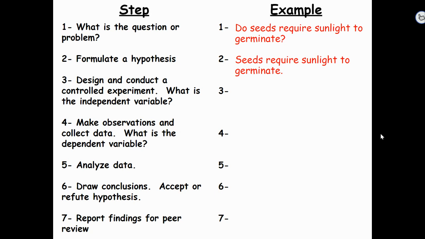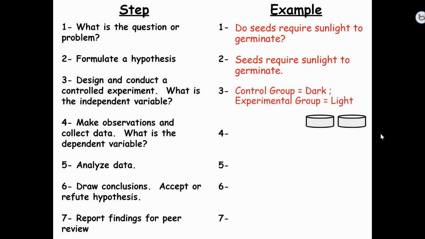All right. Design and conduct a controlled experiment. What is the independent variable? All right, well, we've got a control group, right? We're talking about sunlight. So what we're going to do is have 2 groups. One group of seeds is going to be kept in the dark, and another group of seeds is going to be exposed to sunlight. Now remember, what do you do with seeds? You bury them in the dirt, right? So they're going to be underground, both of them.